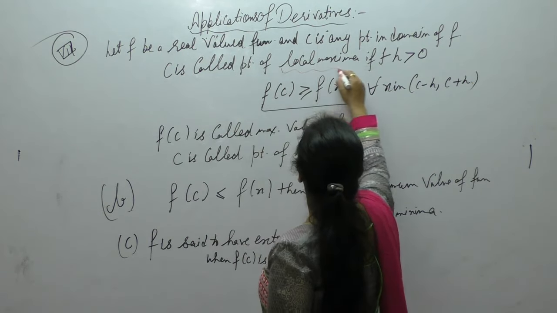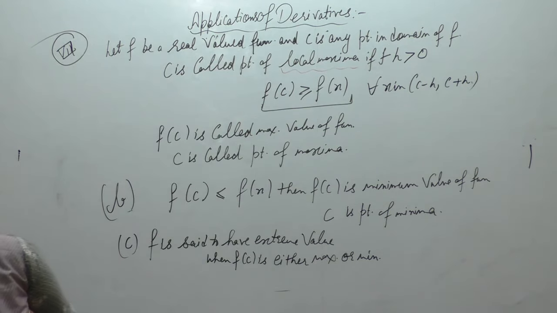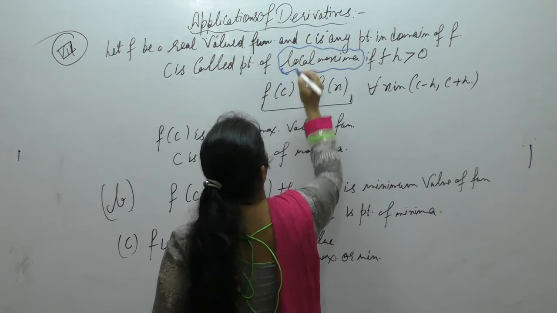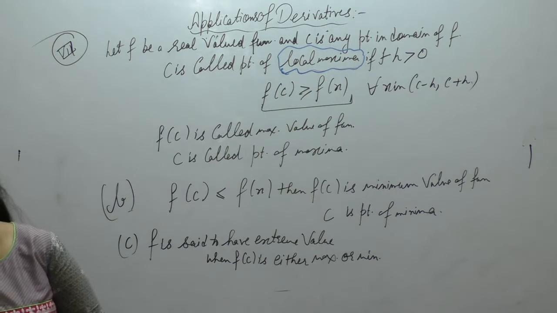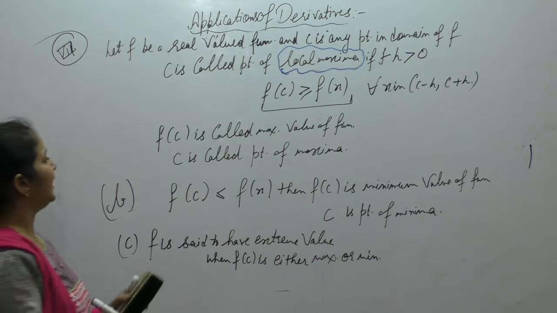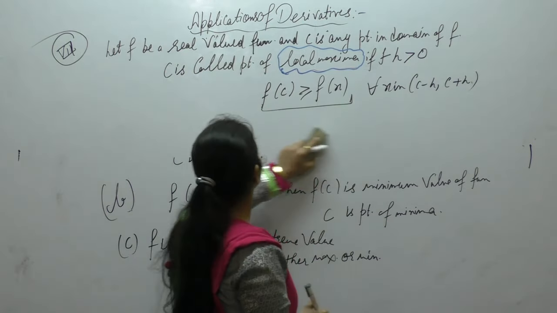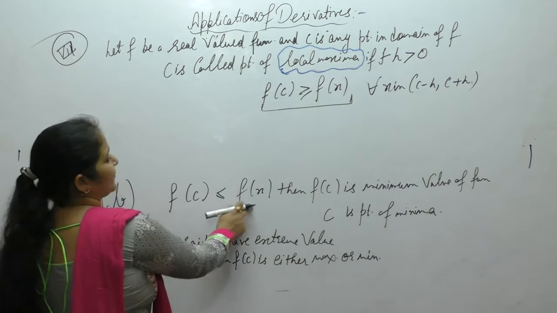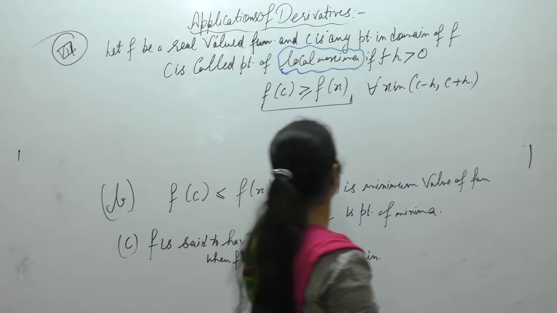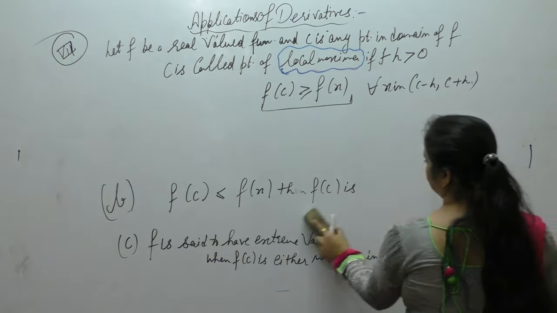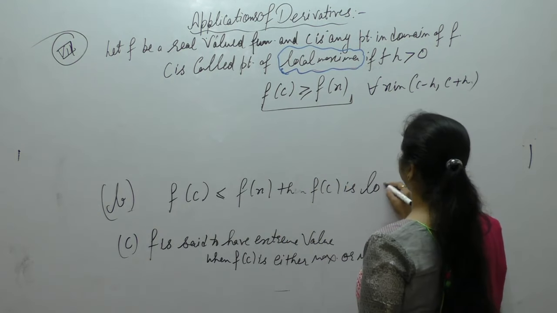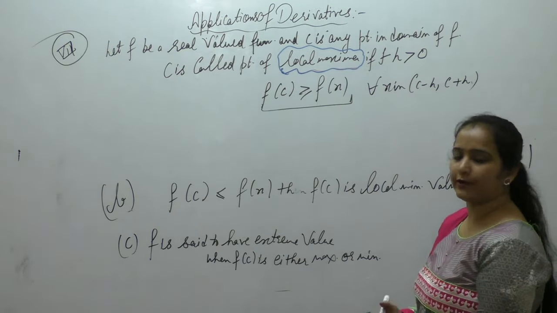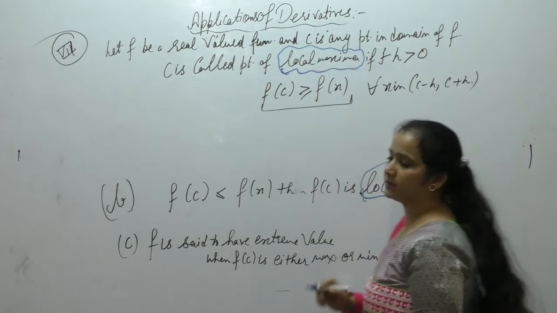C is called point of local maxima and local minima. Local maxima when f(c) is greater than or equal to f of x. Then f(c) is called local maximum value and c is point of local maxima. When f(c) is less than or equal to f(x), then f(c) is local minimum value and c is the point of local minima. Clear?